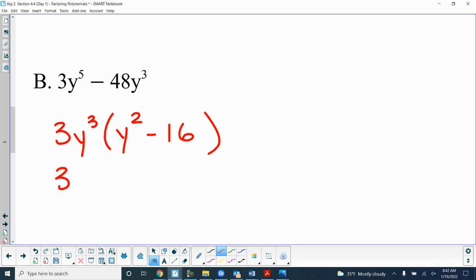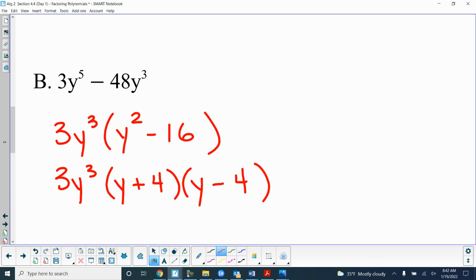So I bring down my 3y cubed, and then we make 2 sets of parentheses for our difference of squares. And then all we do is take square roots. What's the square root of y squared? Y. That goes in the front of each parenthesis. What's the square root of 16? 4. That goes in the back of each parenthesis. Then what? One's addition, and one's subtraction.